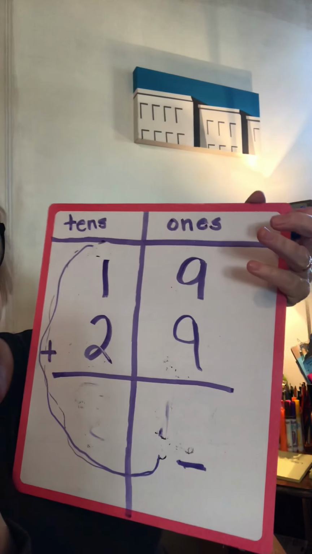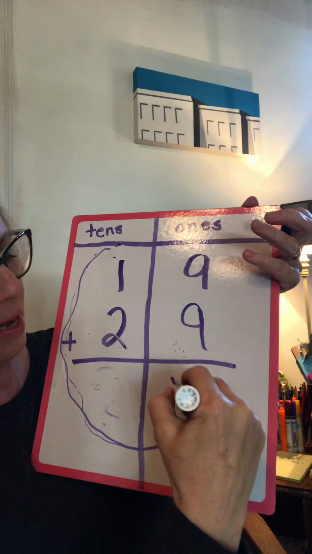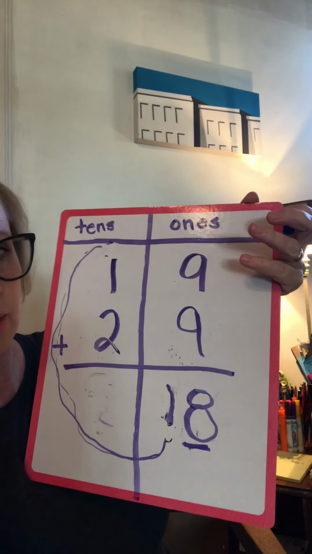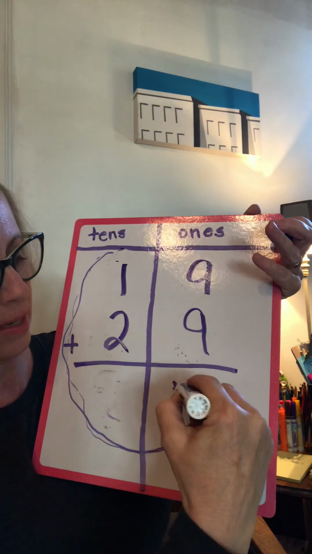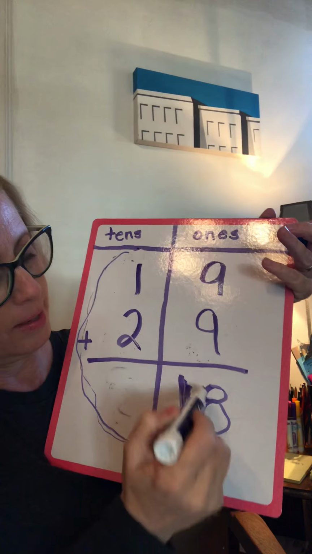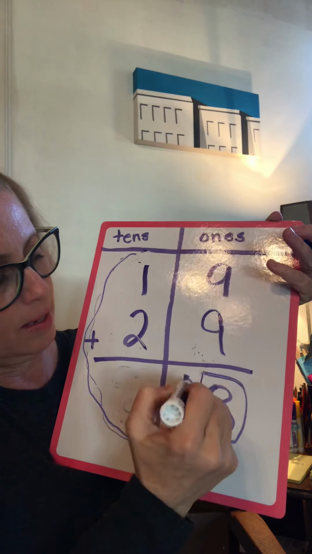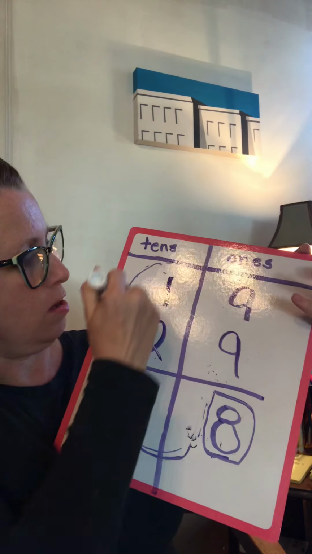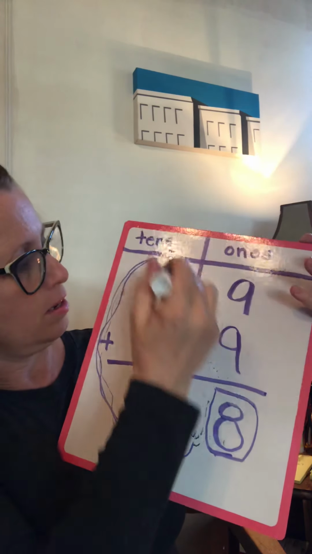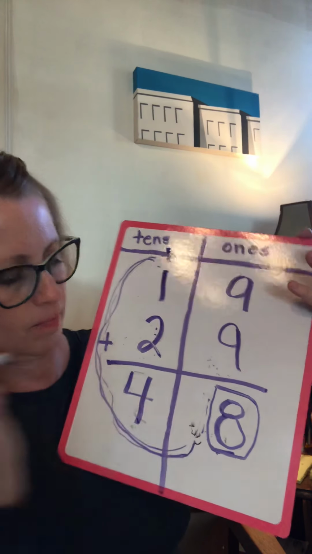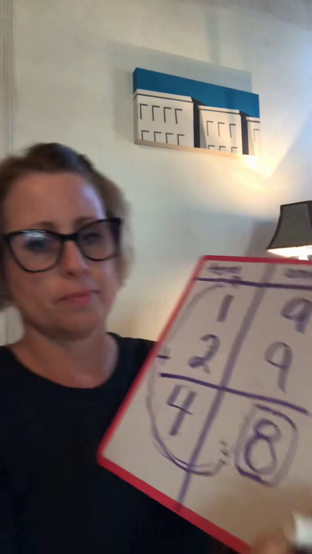Okay, so 9 plus 9 is 18. So what number is still in the ones with 18? Which number is in the ones place? Yep, 8. You're going to take this 1 and you're going to move it all the way up here. 1, 2, 3, 4. 48. All right, you guys got that?